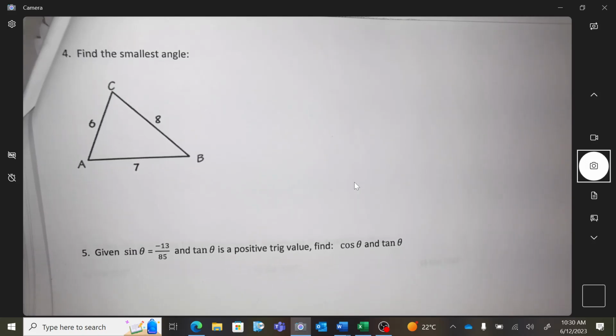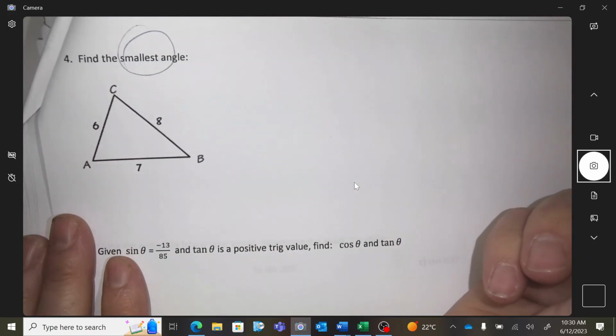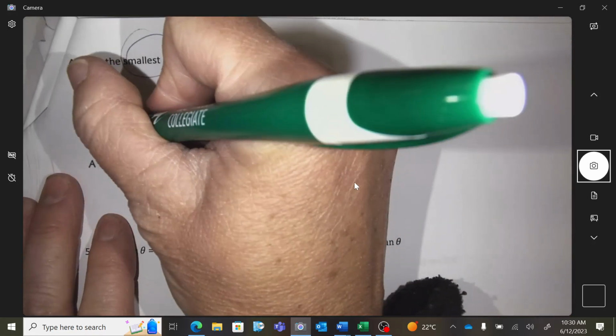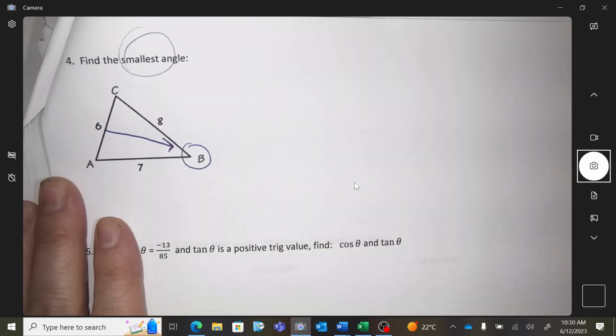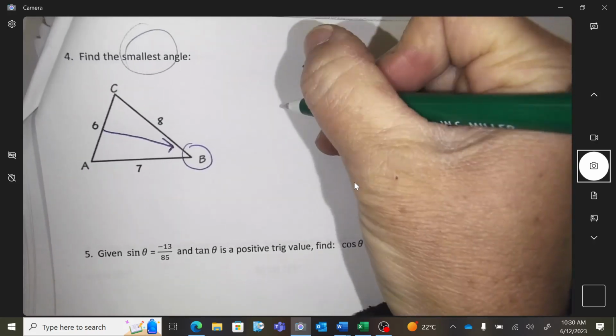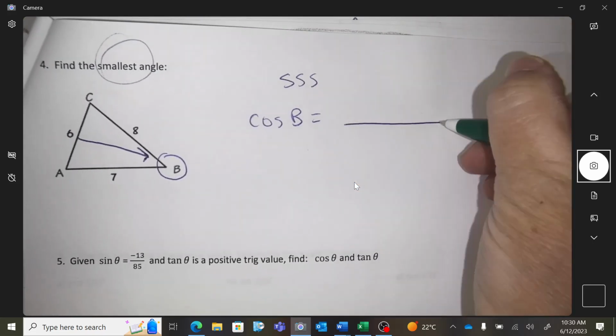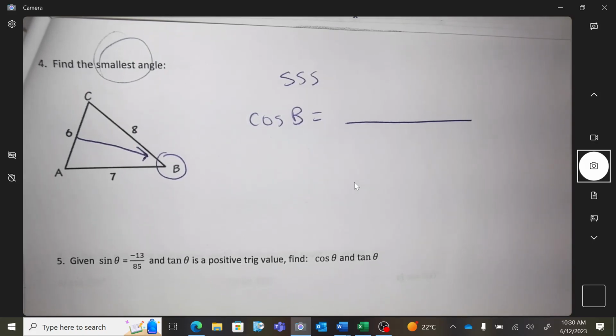Find the smallest angle. Well, which one is going to be the smallest? How do I know? Smallest would be angle B, right? Because it's across from the smallest side. That's the rule. So which situation are we going to go with? Triple S. So cos B equals a fraction. This is the fraction one.